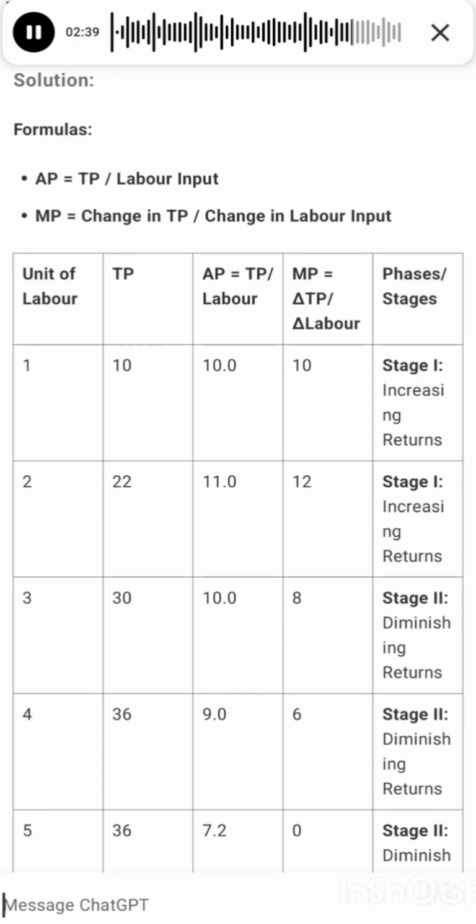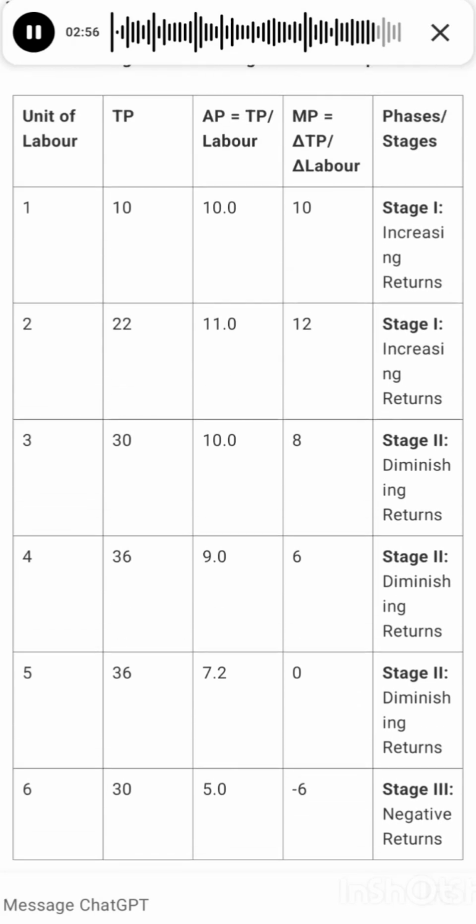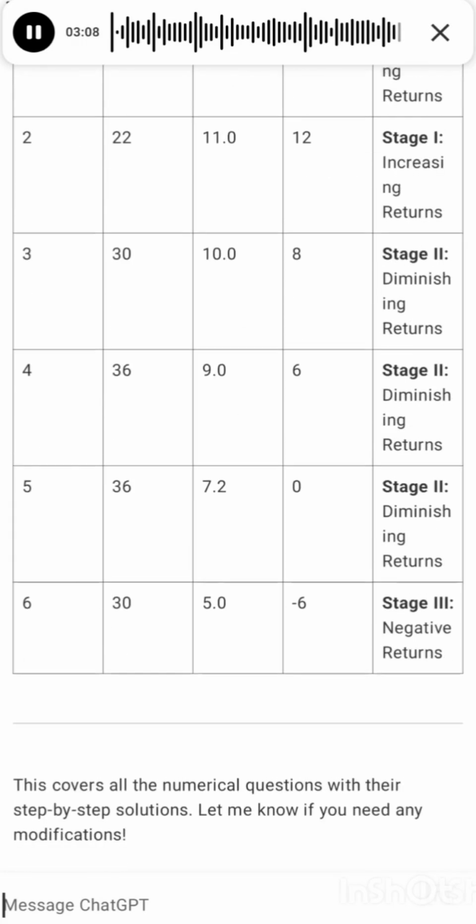Phases and stages: 1, TP 10, AP 10.0, MP 10, stage 1, increasing returns. 2, 22, 11.0, 12, stage 1, increasing returns. 3, 30, 10.0, 8, stage 2, diminishing returns. 4, 36, 9.0, 6, diminishing returns. 5, 36, 7.2, 0. 6, 30, 5.0, minus 6, negative returns. This covers all the numerical questions with their step-by-step solutions. Let me know if you need any modifications.